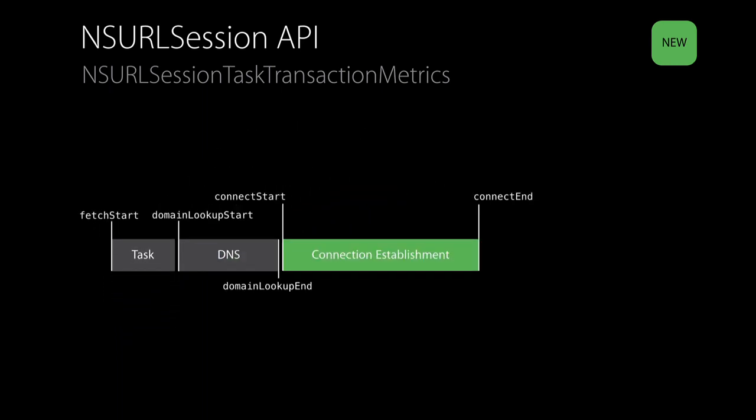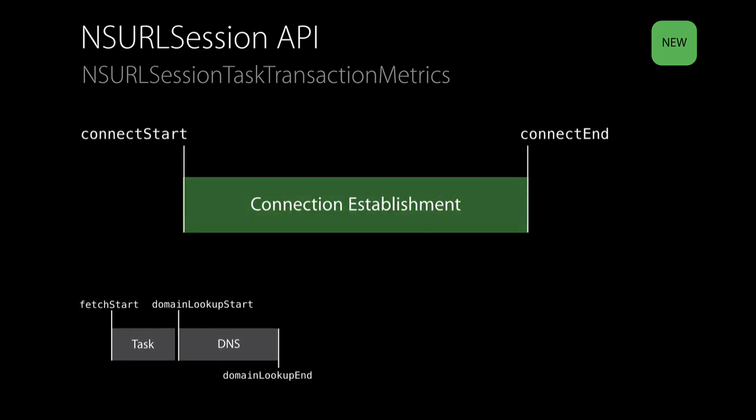Here we're going to take a look at what metrics we collect for connection establishment. The connect start property is a time just before an app begins to start or establish a TCP connection with a remote server. Now this value could be nil if the response is found in a local cache. I'll discuss the connect end property in just a moment.